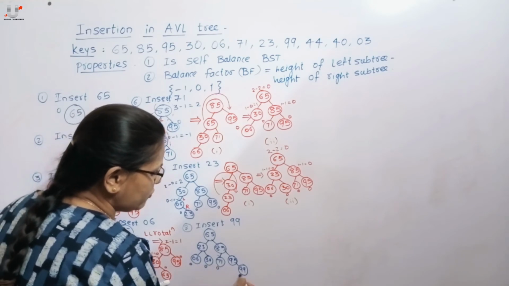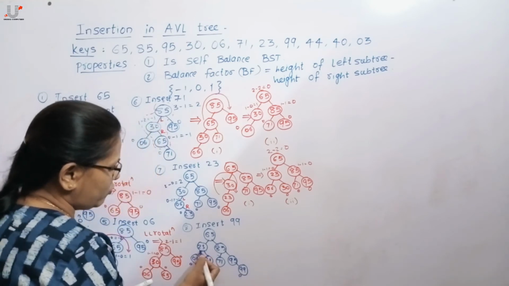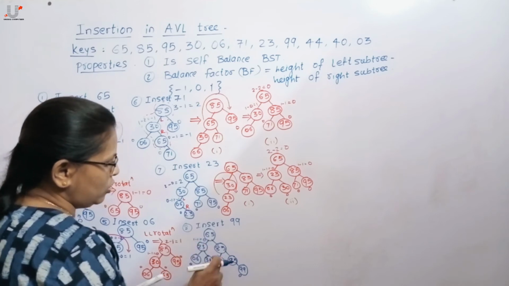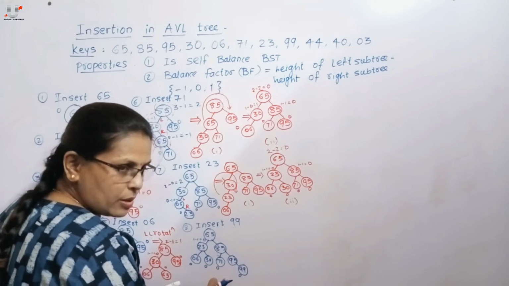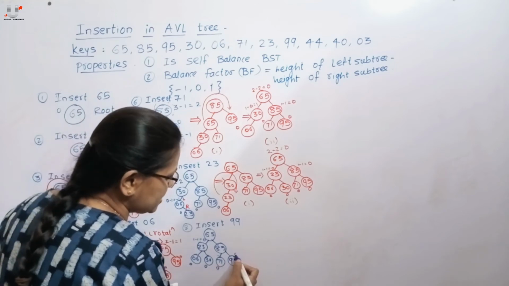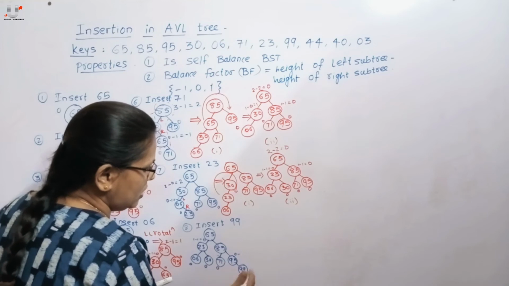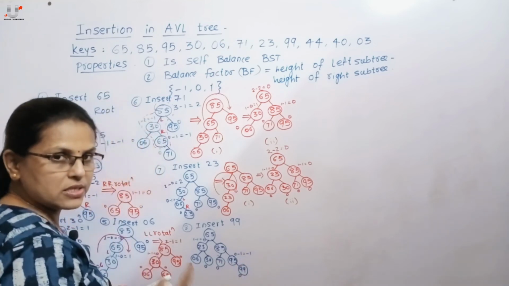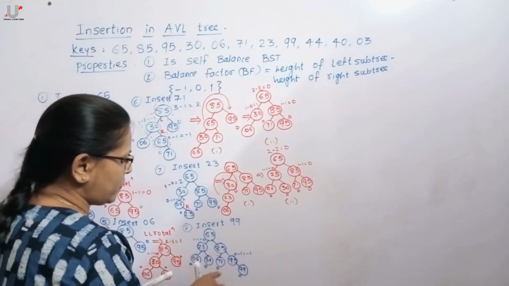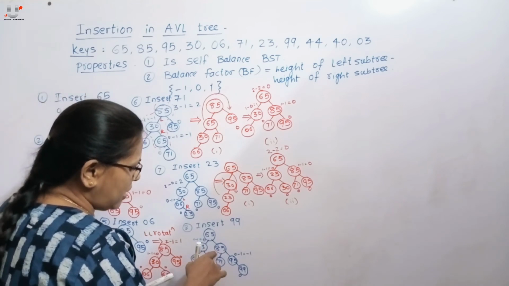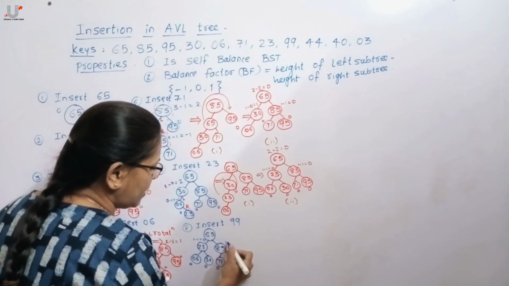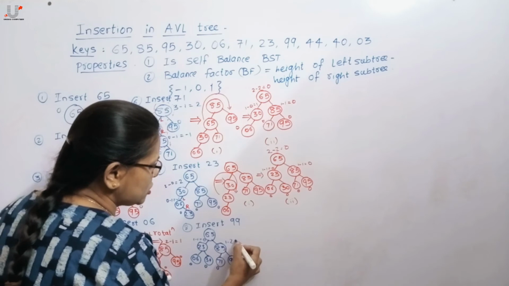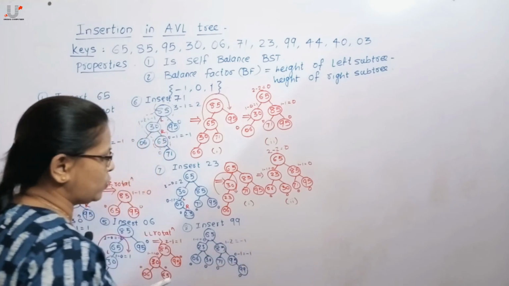Balance factor for leaf nodes is 0. Then for 23, height of left minus right subtree, so 1 minus 1, it's 0. For 95, height of left subtree, as nothing is present to the left of 95, is 0, minus height of right subtree, which is 1, so 0 minus 1, the balance factor is minus 1. For 85, height of left is 1, minus height of right subtree, as two children are present, so 1 minus 2, the balance factor is minus 1.